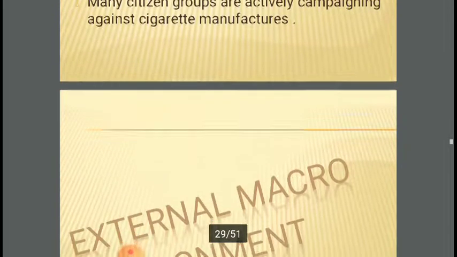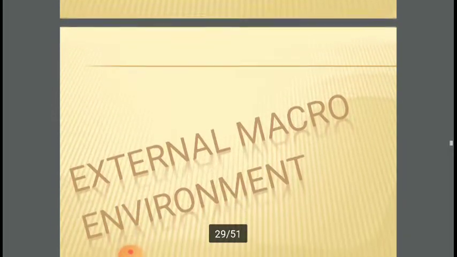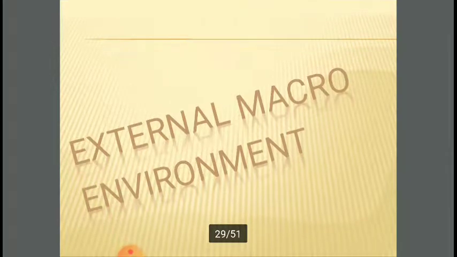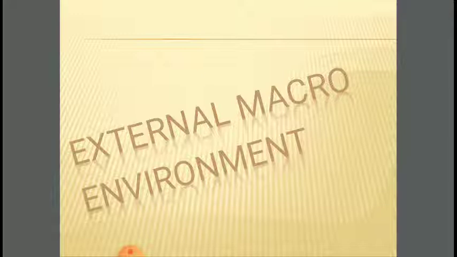Here, the external microenvironment is over. Now we are moving towards the external macro environment. In the diagram I have shown earlier, there were 6 or 7 factors known as demographic, political, cultural, national factors. Economic factors are also there, but here we are dividing this external macro environment into 2 categories. One is the economic environment and second is the non-economic environment.